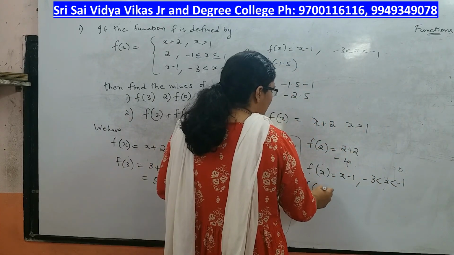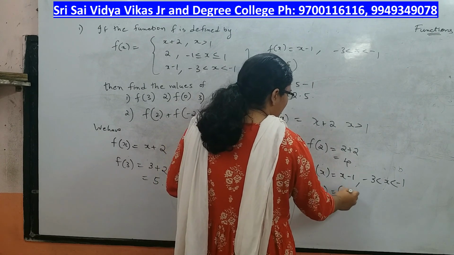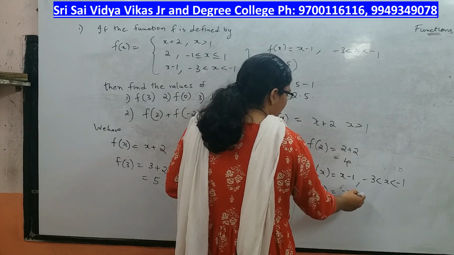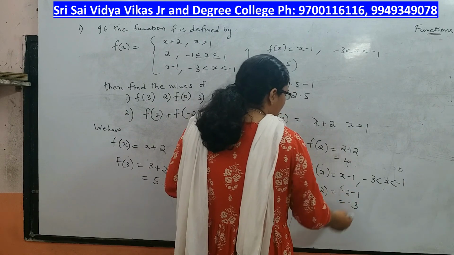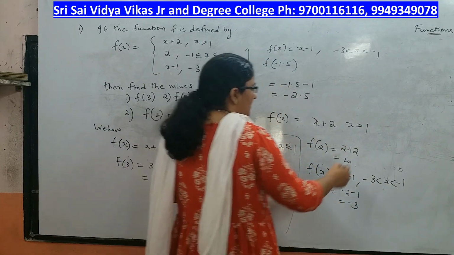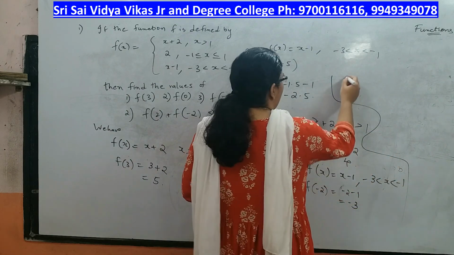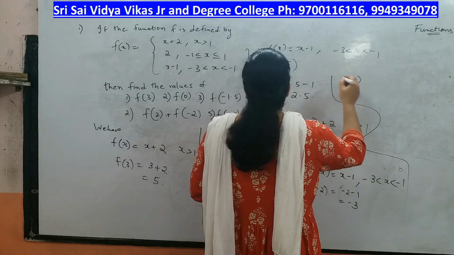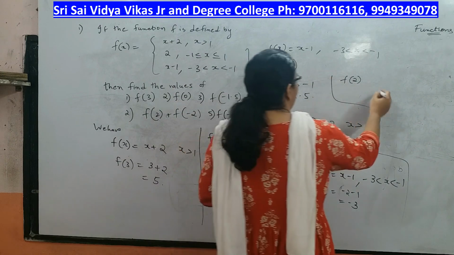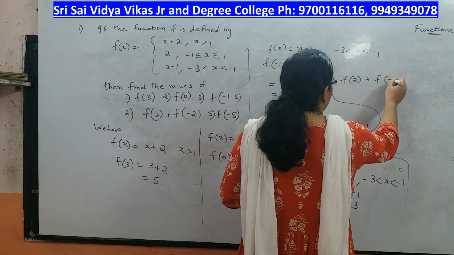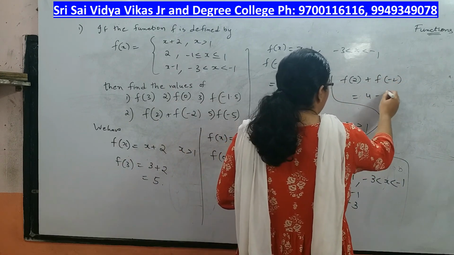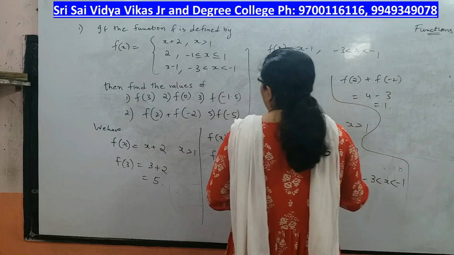f of minus 2 is minus 2 minus 1, which is equal to minus 3. So, f of 2 plus f of minus 2 is equal to 4 minus 3, which is equal to 1.